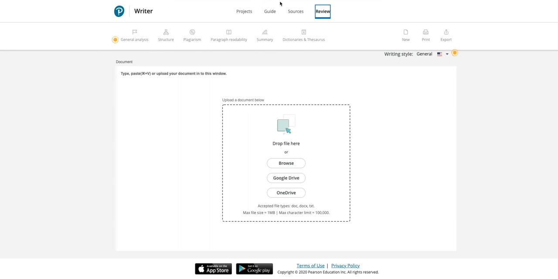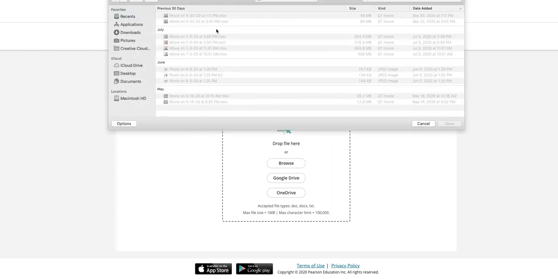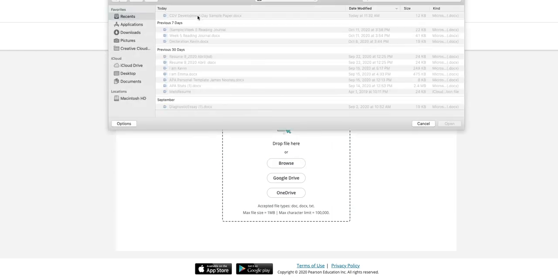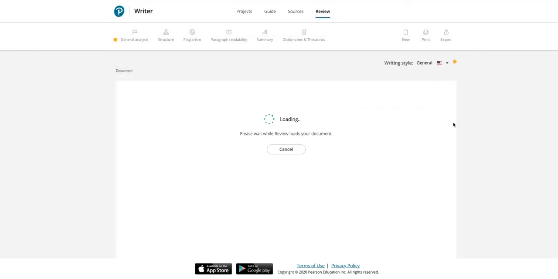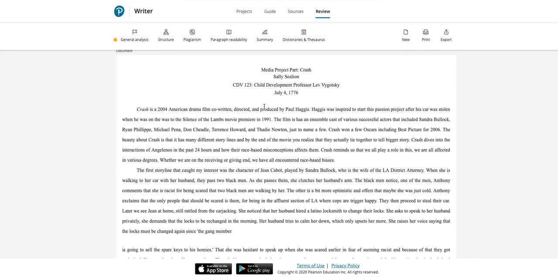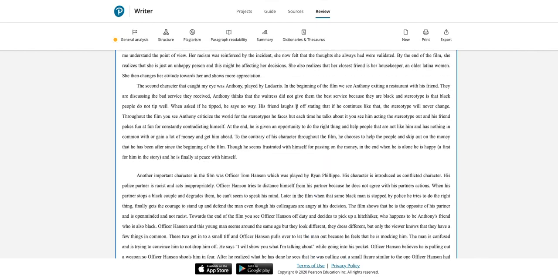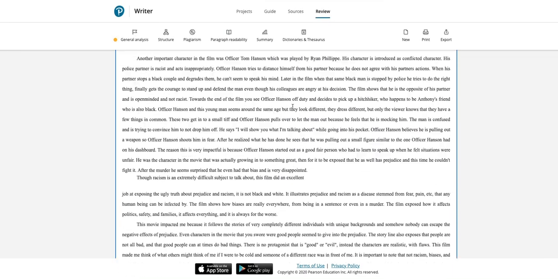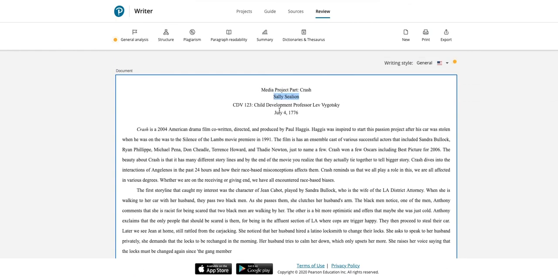So I logged into Pearson Writer. I went to the Review button here, and I'm going to go down and browse. Let's see, I'm going to pick this. This is just going to be a sample paper by Sally Sea Lion. It's just a sample child development paper, but whatever paper you have due, you could use. So I've loaded it, and we can see it in this preview window. If you'll notice up here, these different buttons are what I want to work my way through to help improve my paper. I'm going to go to the first option here, general analysis.